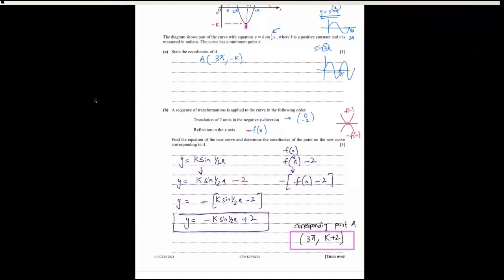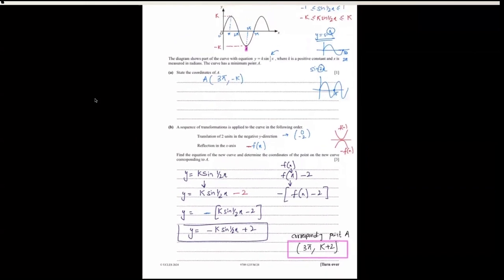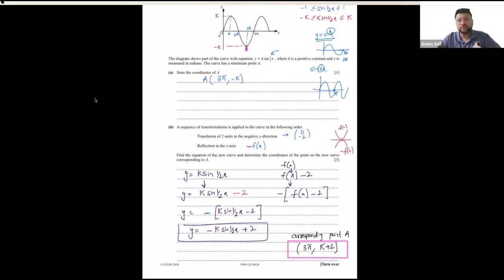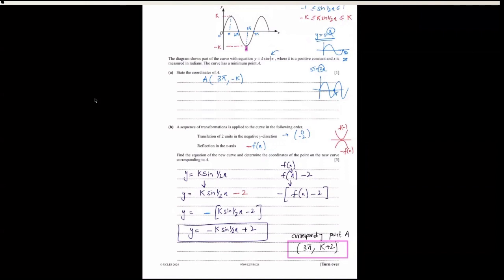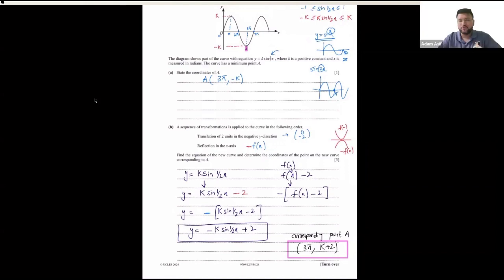Sir, can you explain the thing of order again when it's both in the y-axis? How do we figure out the order? For this question, the order was already given. Yeah, but generally, how would we know? Okay, if you have one vertical or one horizontal transformation, order does not matter.